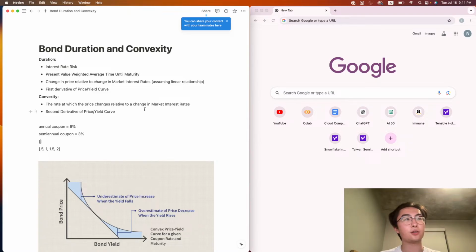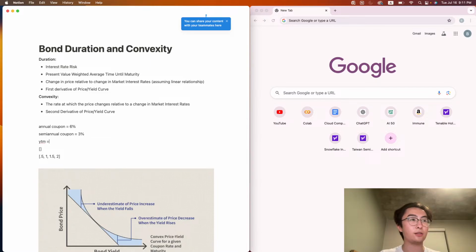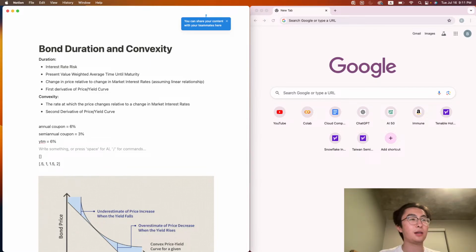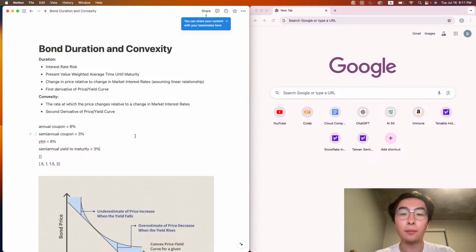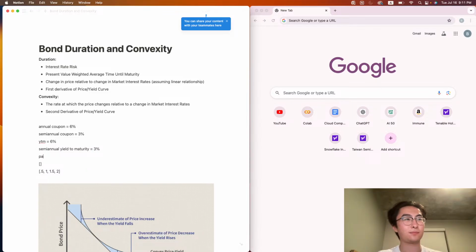Okay, so let's say we have yield to maturity equal to 6%. Then our semi-annual yield to maturity is equal to 3%. So same exact thing here. And by doing this, I believe we can take each coupon at 3%. So 3% of par, which is equal to 100, that's $3.